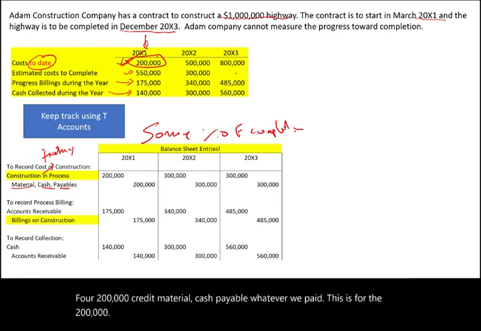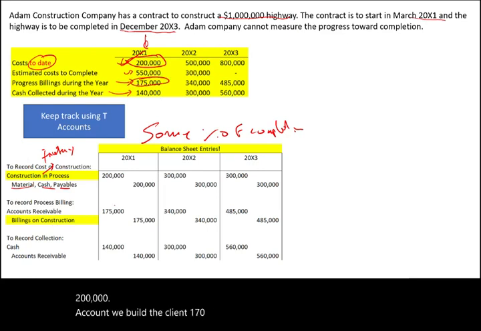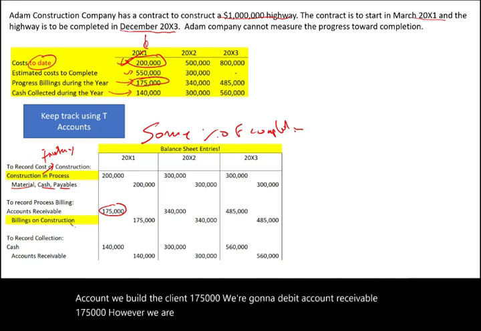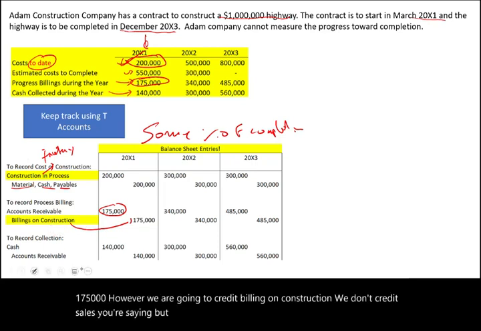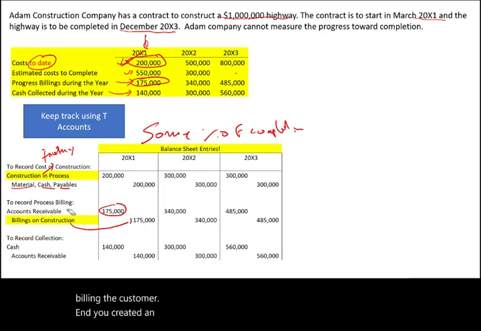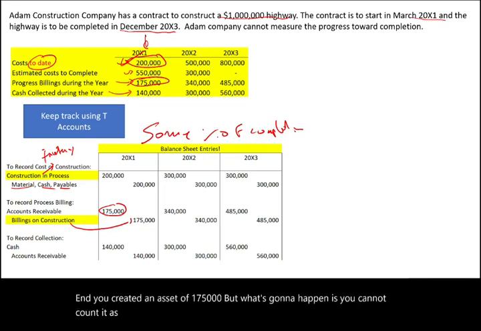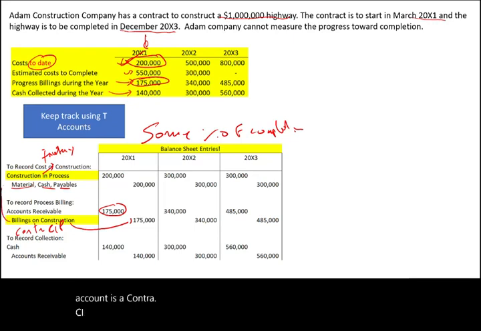Next, we bill the client 175,000. We're going to debit account receivable 175,000. However, we are going to credit billing on construction. We don't credit sales. You're saying, but am I not billing the customer? Yes, you are billing the customer and you created an asset of 175,000. But you cannot count it as a sale yet. What you're going to do is have it in an account called billing on construction. So what is the billing account? The billing account is a contra CIP, a contra construction in process or construction in progress.